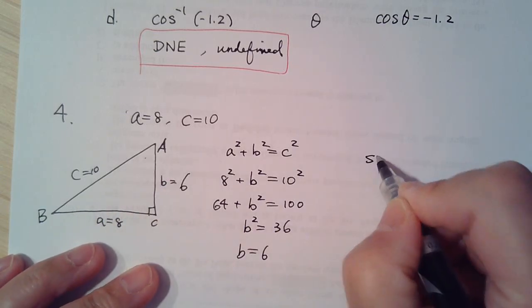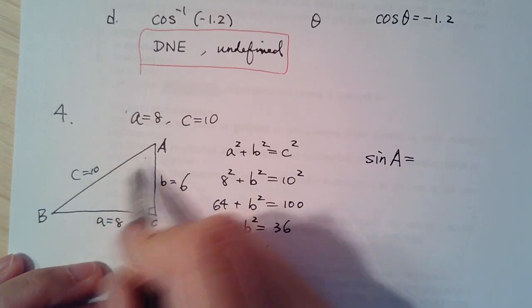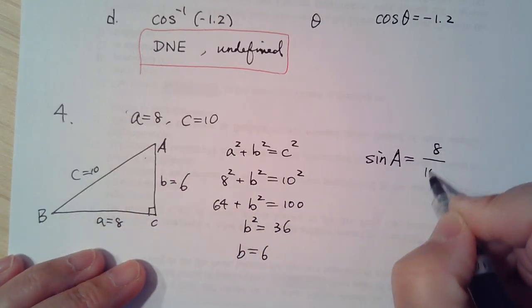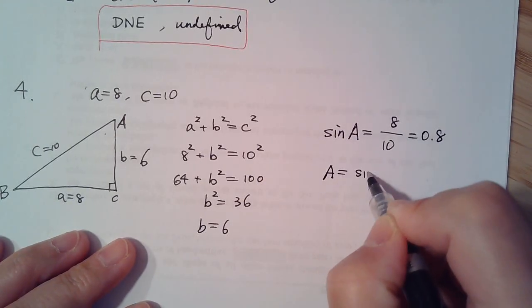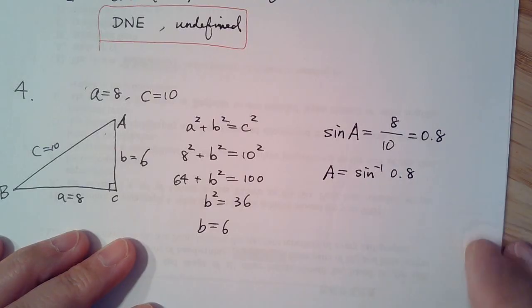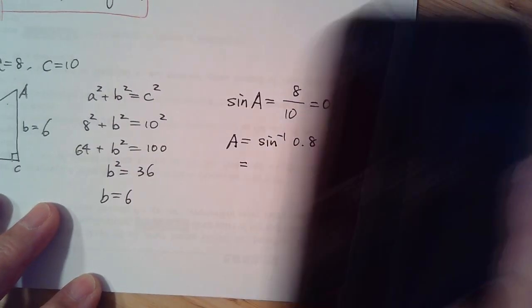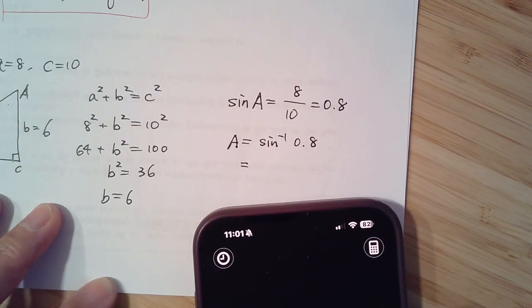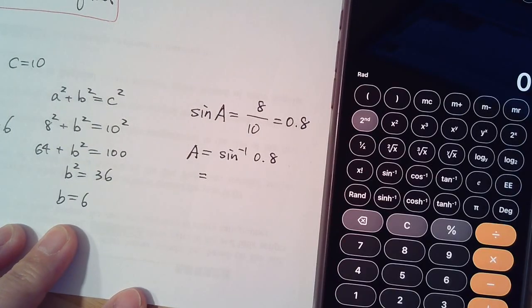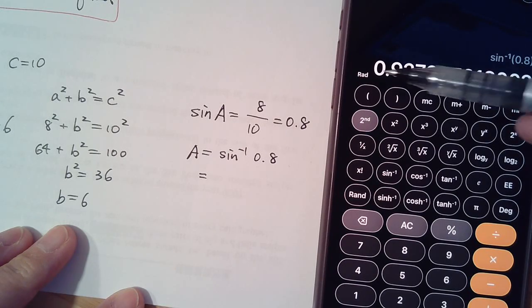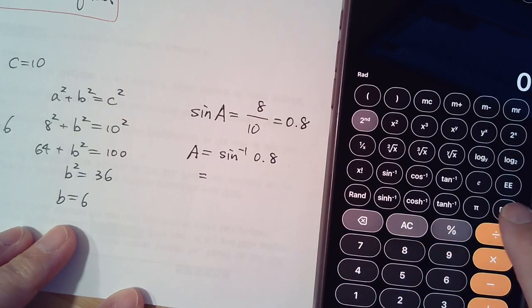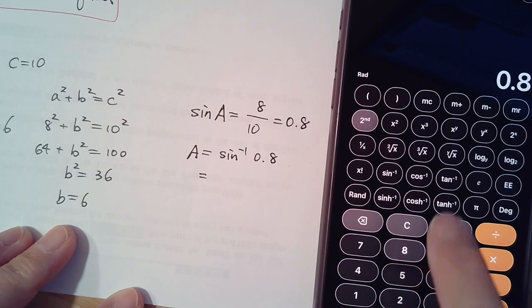As long as I find one of the angles, I'm okay. So let's use A. Sine A should be the opposite, which is 8 over 10, or 0.8. Therefore, A is sine inverse 0.8. Let's see what that is. Again, I'm using the calculator to get sine inverse 0.8. You can do 0.8 sine inverse equals. This is the radian. If you use degree, that is totally fine. So let's see. I use degree, 0.8 sine inverse.